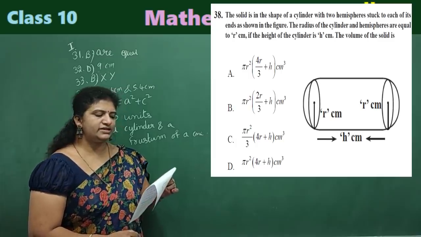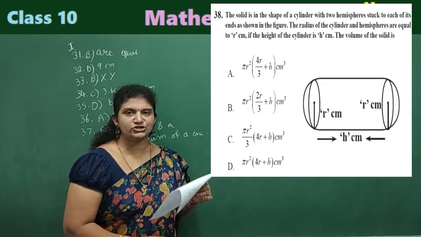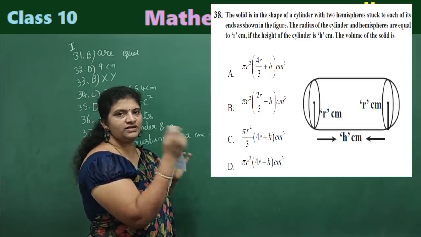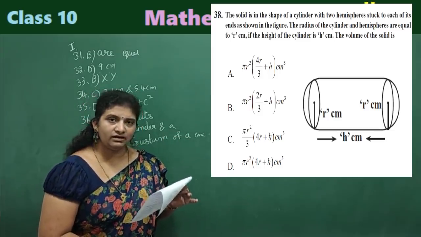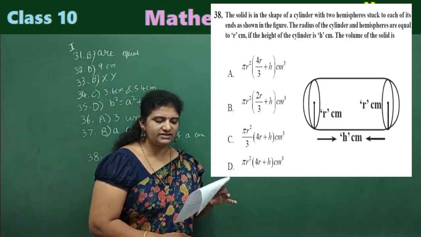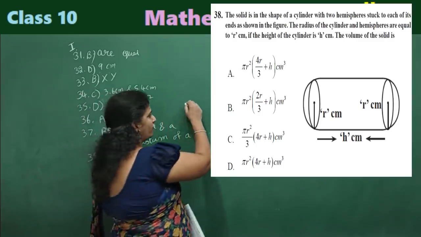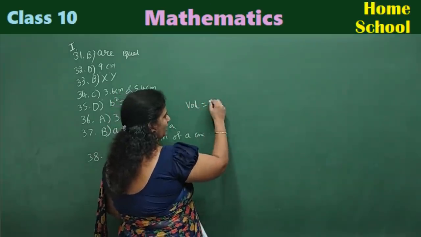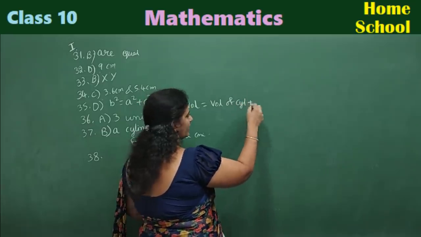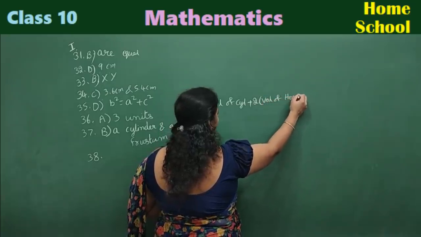38th one, the solid is in the shape of a cylinder with two hemispheres stuck to each of its ends as shown in the figure. You can see the figure over there, and two hemispheres are stuck to the ends of the cylinder. The radius of the cylinder and the hemisphere are equal to r centimeters. If the height of the cylinder is h centimeters, what is the volume of the solid? How can you frame the formula? Volume of the solid is equal to volume of a cylinder plus, how many hemispheres you can see? 2, right? 2 into volume of hemisphere.